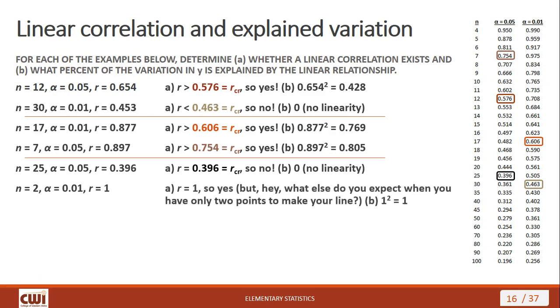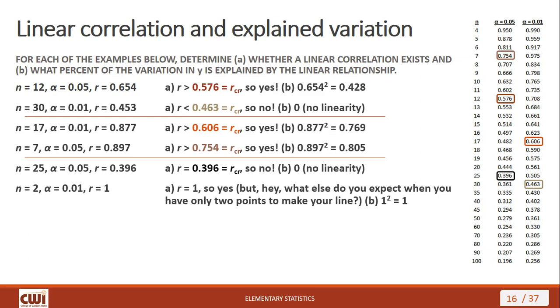So in this instance, we do have a linear relationship. An R value of 1 is perfect positive correlation. You can't get any more correlated than this. But you're really not going to expect anything else when you've only got 2 data points to make your line. Of course you're going to have a straight line that goes directly through each of those points, and the best linear correlation coefficient you could possibly have.